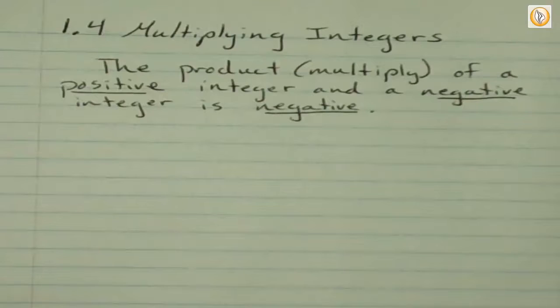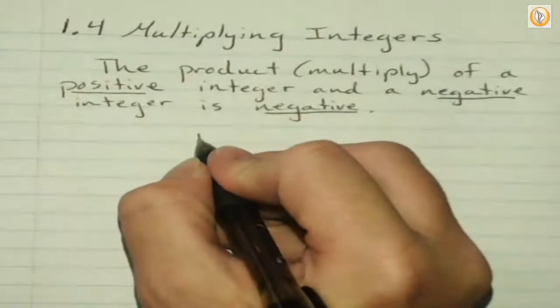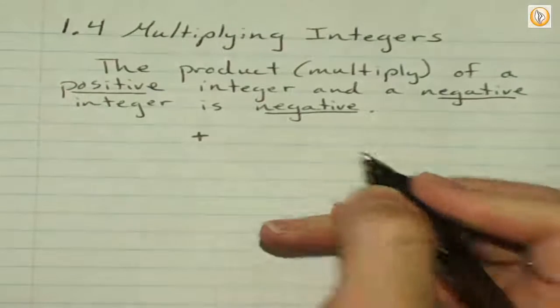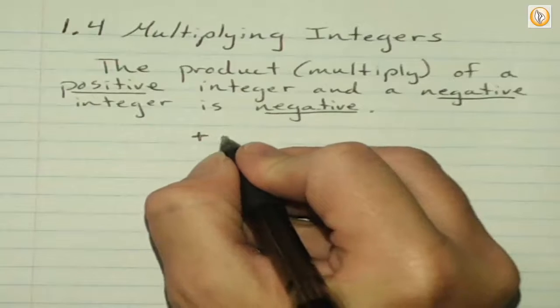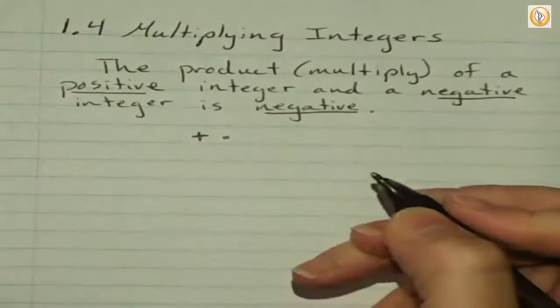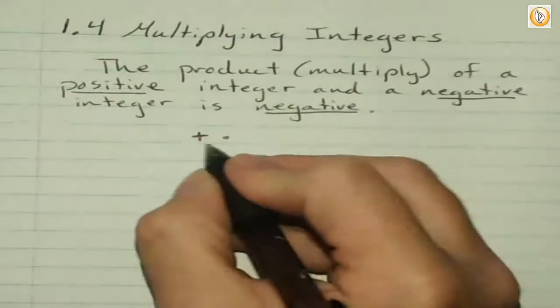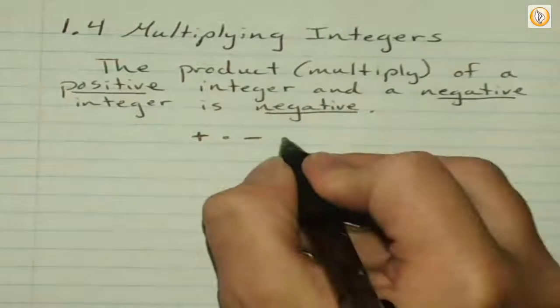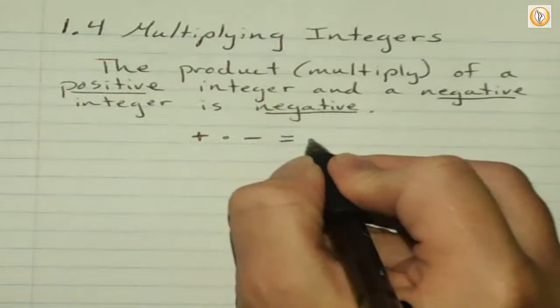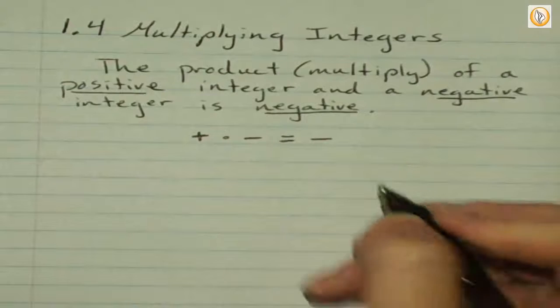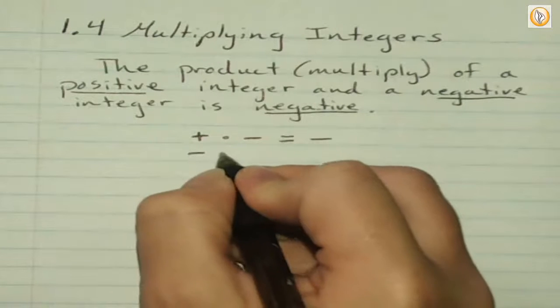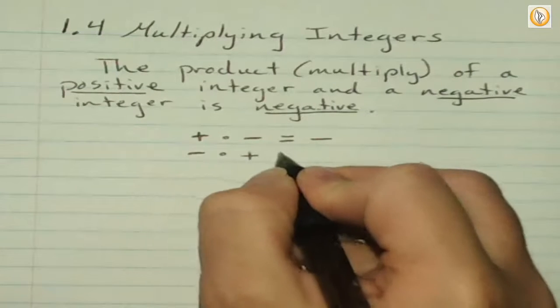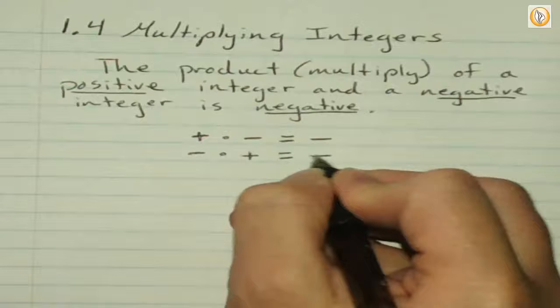For multiplying, if the signs are different, if you have a positive, and by the way, a dot means times. If you have a positive times a negative, it's going to be a negative. Always. If you have a negative times a positive, it's always going to be a negative.